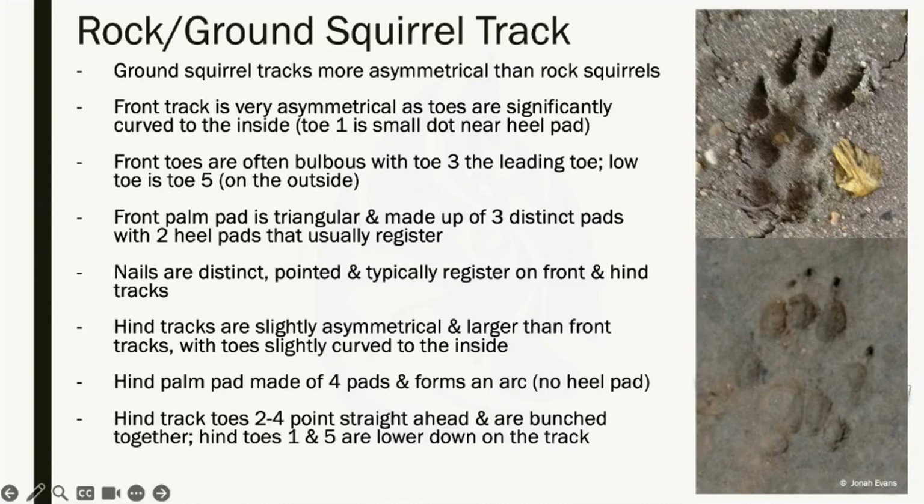And you're going to see also that these inner toes, 2 through 4, okay, are going to show up higher than the outer toes, toes 1 and 5. And they're going to be almost across the line, bunched together across the top. And their preferred gait is also a bound.